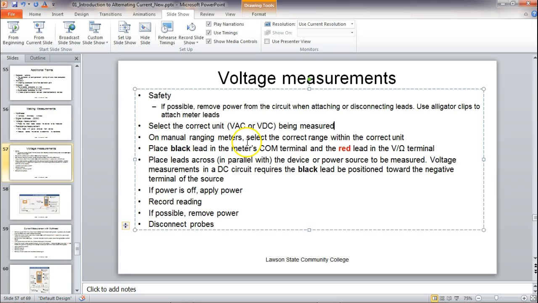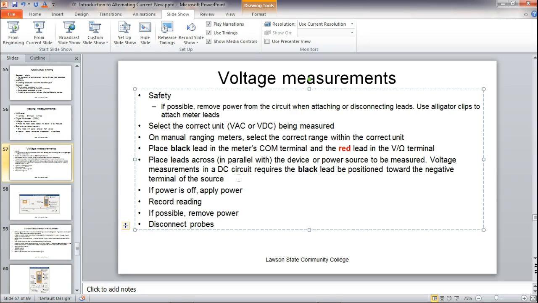On a manual ranging meter, select the correct range within the correct unit. Now, when we talk about it, place the black lead on the meter's common and the red lead in the plus terminal. Okay, we're talking about the meter leads. Place the leads across, in parallel with, the device or power source to be measured. Voltage measurements in DC require the black lead to be positioned toward the negative terminal of the source.